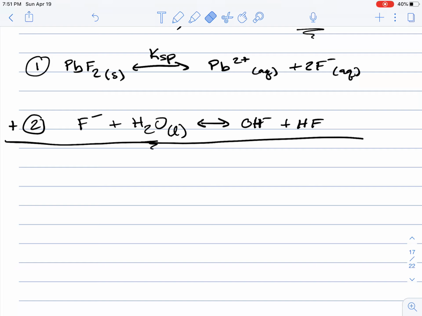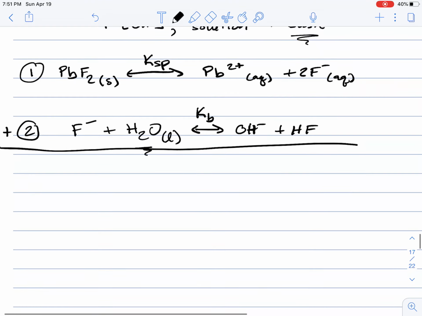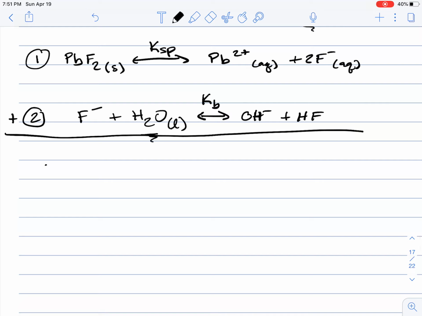And so if you are looking at the second reaction, the equilibrium constant that's going to describe the forward direction is going to be Kb. And so the K overall, I'll probably write it here, is going to be the product of Ksp times Kb, just in general.